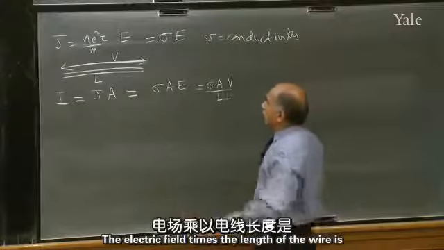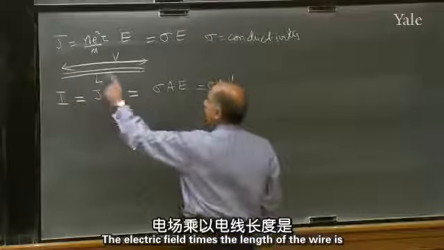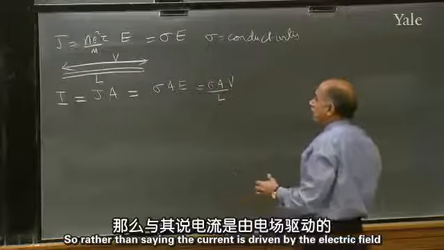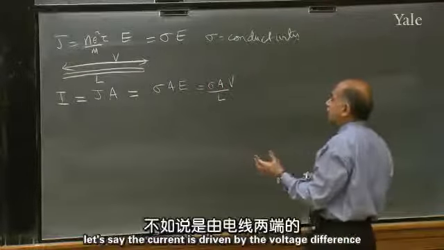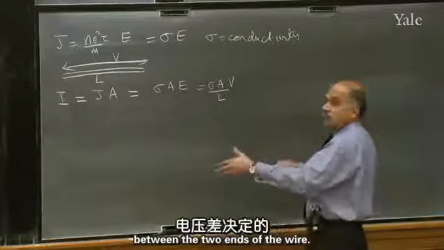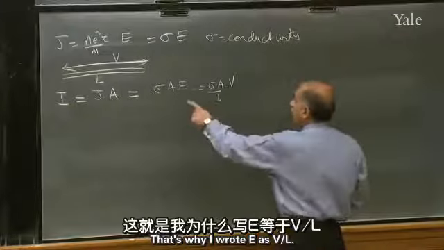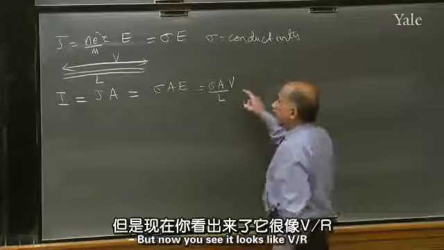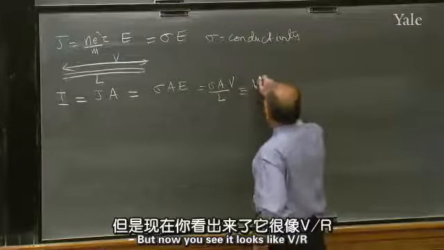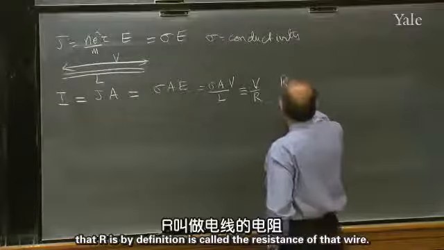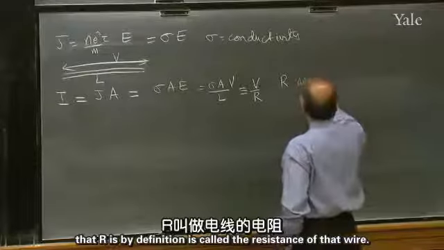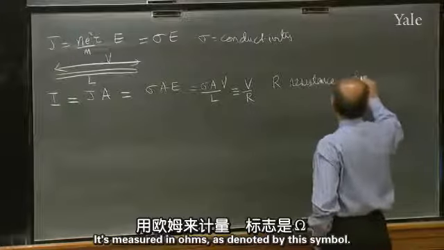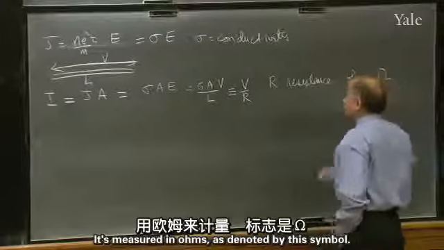Do you understand? The electric field times the length of the wire is the voltage difference between the two endpoints. So rather than saying the current is driven by the electric field, let's say the current is driven by the voltage difference between the two ends of the wire. That's why I wrote E as V over L. But now you see it looks like V over R, and that R by definition is called the resistance of that wire. It's measured in ohms, as denoted by this symbol.